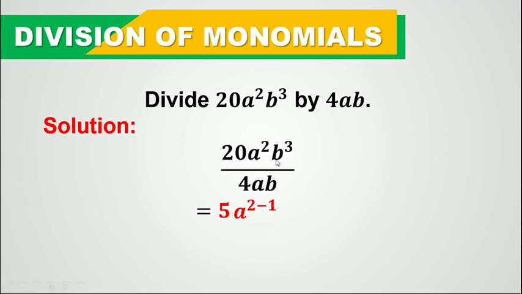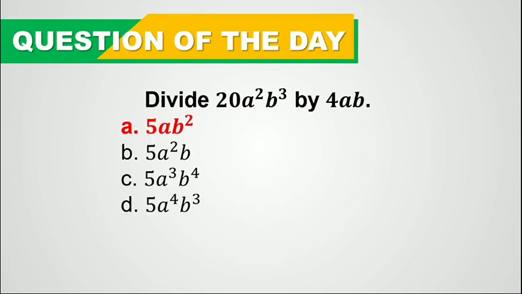And then b³ divided by b, so that's b^(3 minus 1). Now we're just gonna simplify them. Copy 5. And then a^(2 minus 1), that's a^1, so we're not gonna write 1 anymore, since that's already understood. And then b squared. So therefore, the answer for this particular problem is 5ab². This is our final answer. That is just how easy it is to divide monomials. So the answer for the question of the day is letter A, 5ab².